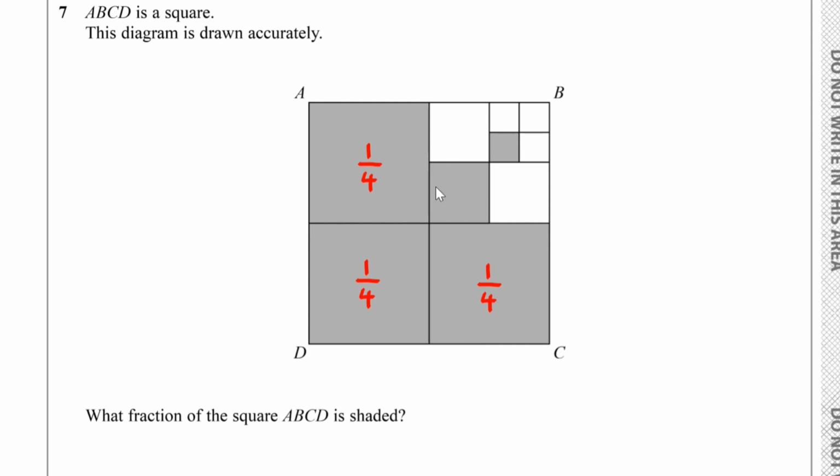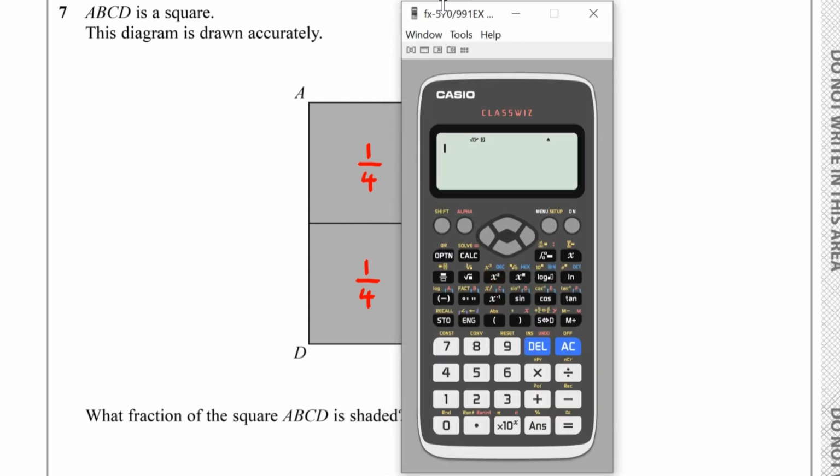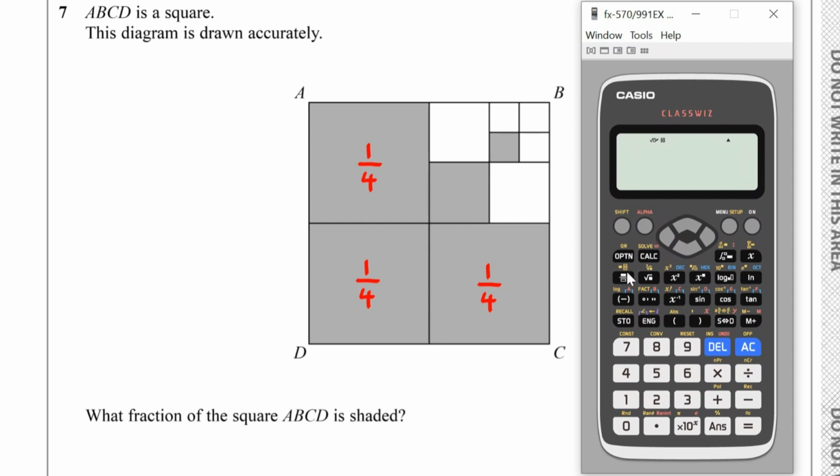Now, this bit over here will be 1/4 of this area here, which is 1/4, and that's 1/16. And this area here is a quarter of this area. So 1/4 of 1/16 is 1/64.